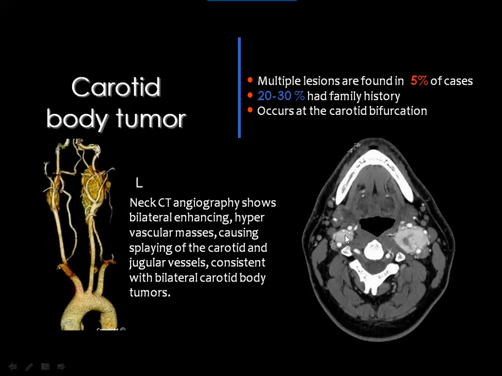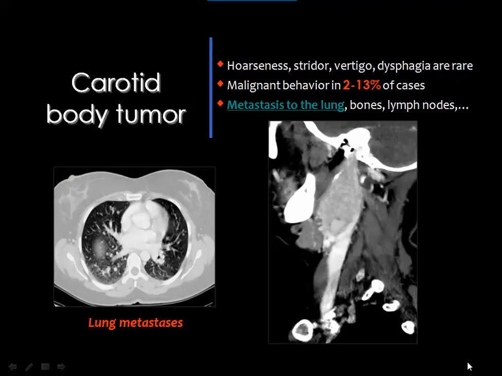And here you have bilateral carotid body tumors, the left side is bigger than the right one, and multiple lesions can be seen in about 5% of cases. And there is a family history in about 20 to 30% of cases. The typical location of the lesion is at the carotid bifurcation.